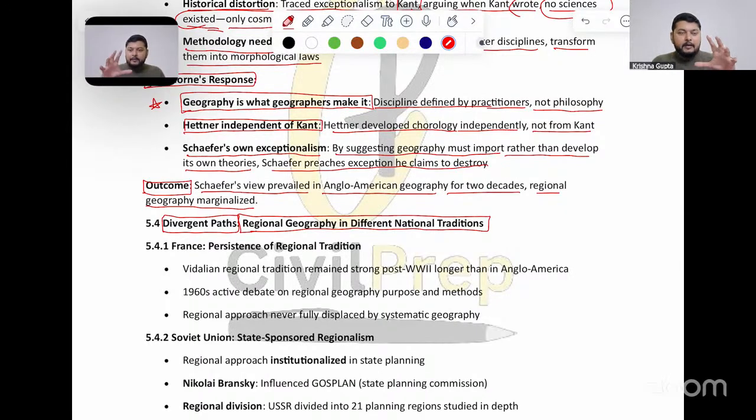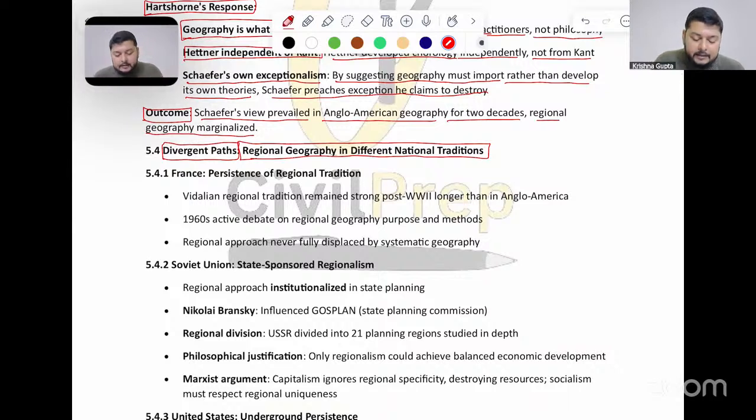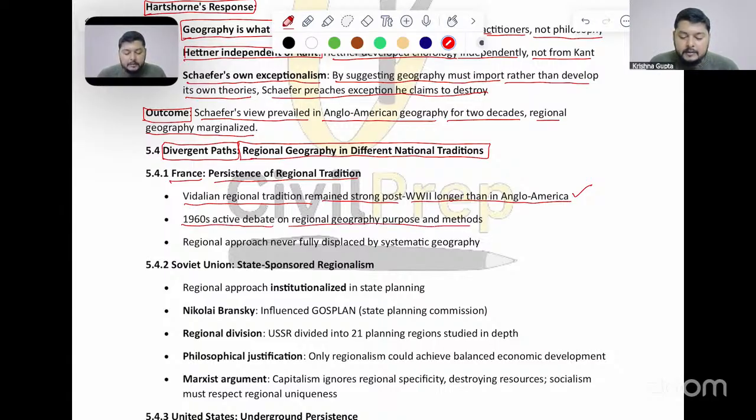So here we see that regional geography was basically dropped from the various schools, and these schools saw the quantitative revolution or the positivist tendency, which increased in the study of geography. This was seen in that time period. Let's see this here. In France, there was persistence of regional tradition. France was one of the countries where the regional tradition persisted. The Vidalian regional tradition remained strong post World War II, longer than in Anglo-America. In the 1960s there was active debate on regional geography's purpose and methods. The regional approach was never fully displaced by systematic geography. So this was the principle which remained largely unaffected by the rise of the quantitative revolution.